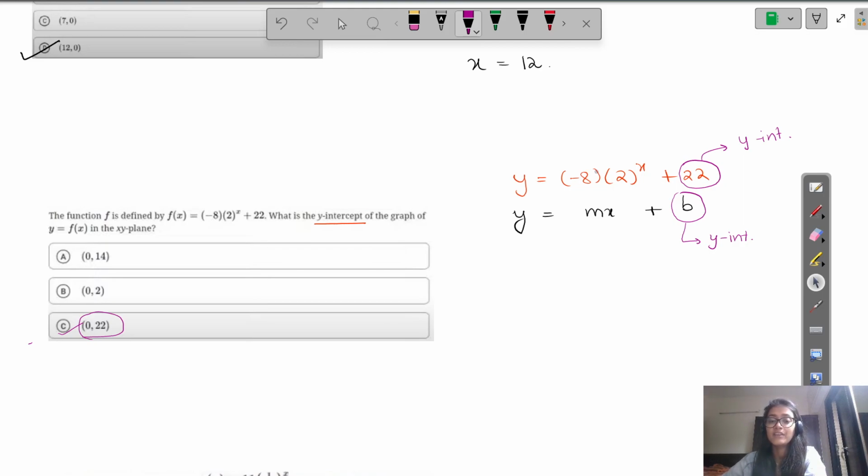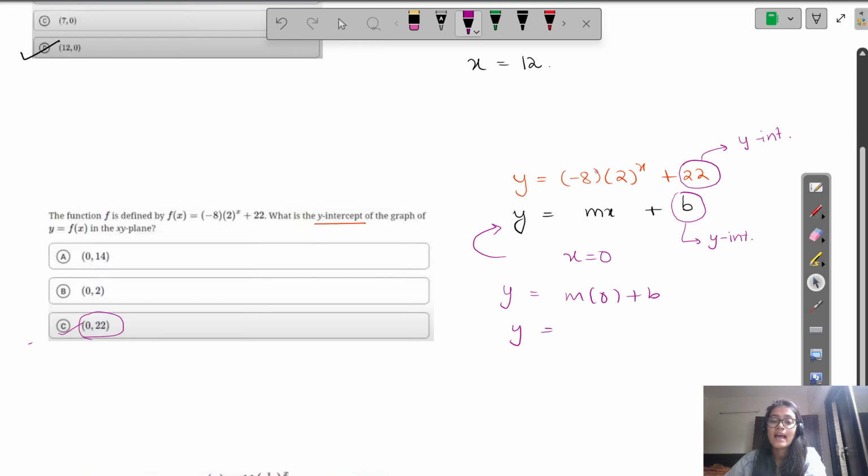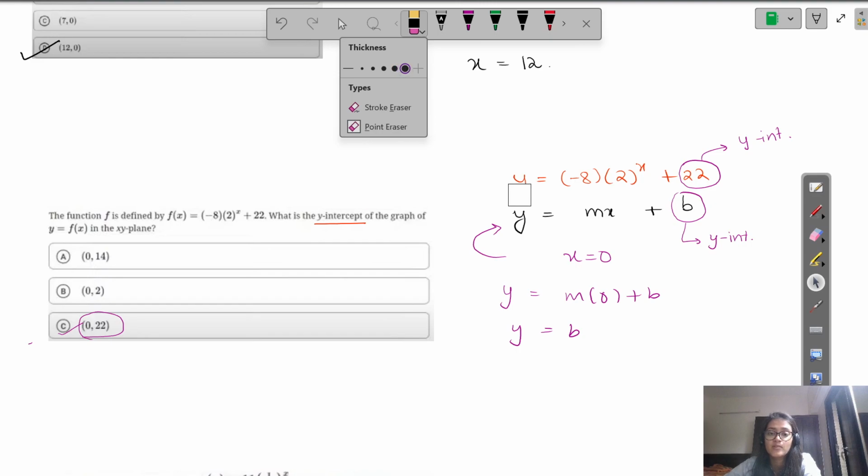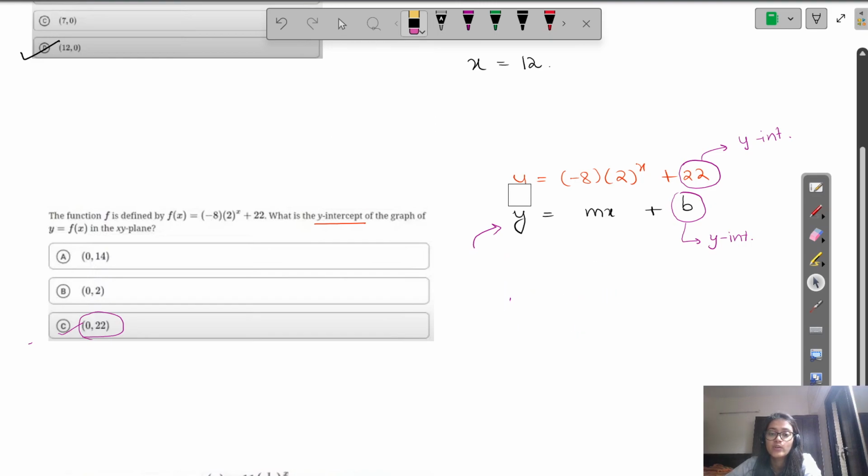See, even in linear functions, the logic is not that the constant term will be the y-intercept. The logic is that you put x is equal to 0 in the equation, so you get y is equal to m times 0 plus b, and that's why you get b as your y-intercept. But in exponential functions, you'll follow the same steps: put x is equal to 0 in the exponential function as well. You will not get 22 as the y-intercept.